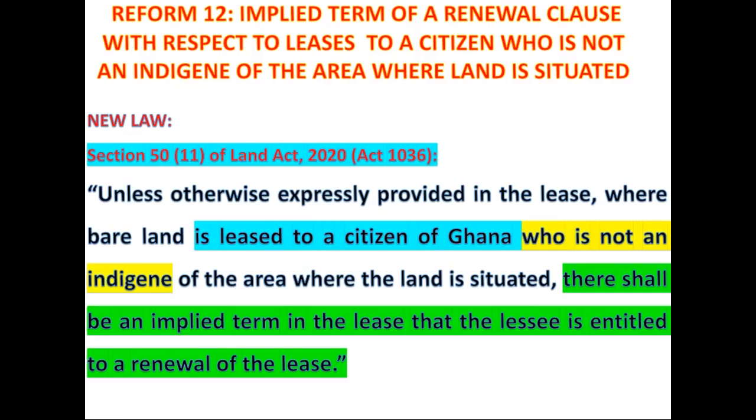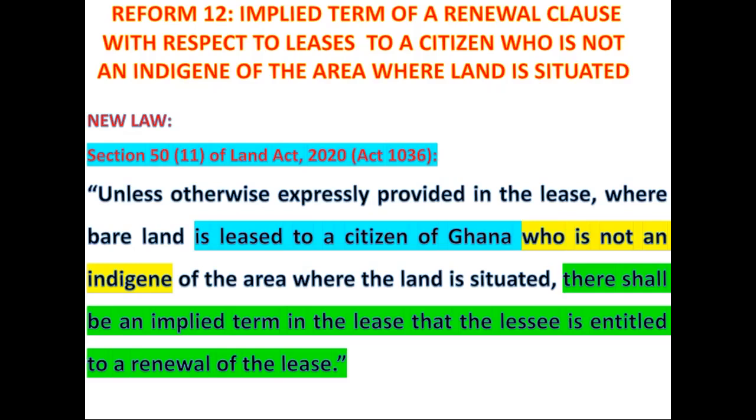Meaning that if you are a citizen, you are not an indigene, and you're going to acquire a land, in the document it will be put over there that you do not have a right of renewal. It means that if the parties agree and put over there that this lease shall not be renewed, the court will give effect to that one. Listen carefully, because section 50, subsection 11 says, unless otherwise expressly provided in the lease. What does this mean? It means that in the lease, the parties themselves can agree to the contrary, that they don't want any renewal. When you do that one, the court will give effect to that.